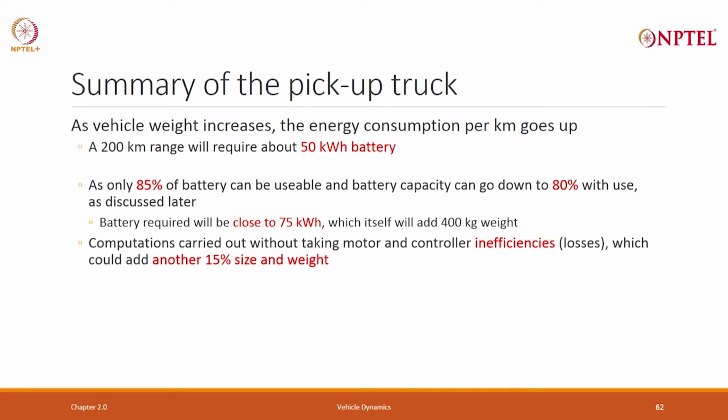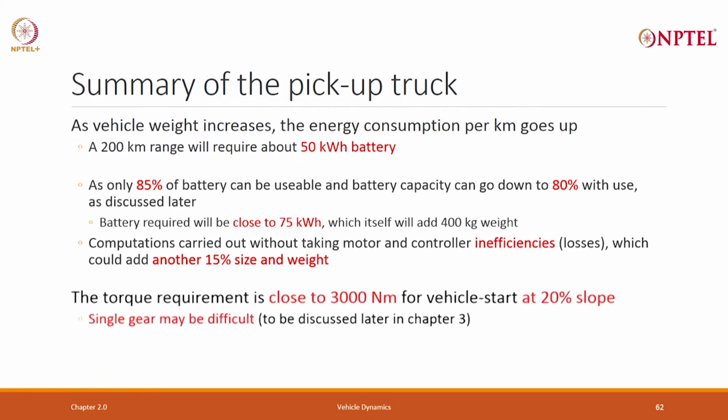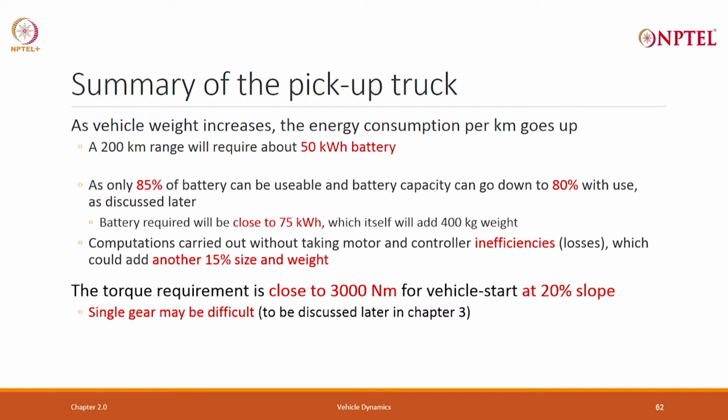Computations carried out without taking motor and control inefficiencies, which could add another 15% weight and size. So, the motors and controllers will be better designed. So, you get good efficiencies, but 15% size. Torque requirement is about 3000, a little more than that, 3500 at 20% slope.